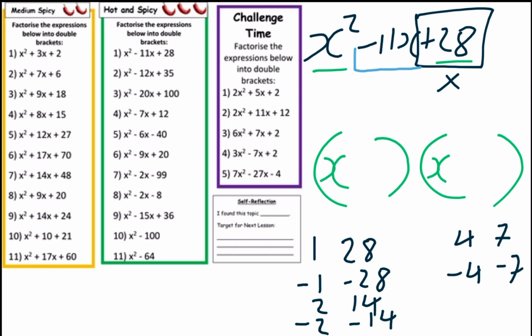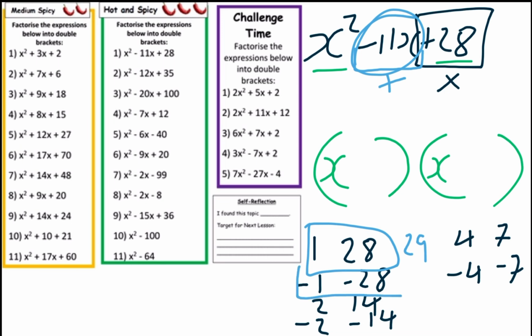our middle term over here, we got a minus 11. So all the lists I've got at the bottom make plus 28. Now only one of those pairs of numbers, if I add them together, makes minus 11. Not 11, minus 11. Let's check. If I took 1 and 28 and add them together, it makes 29. I don't want 29, I want minus 11. If I add together minus 1 and minus 28, I get minus 29. That's still not minus 11.